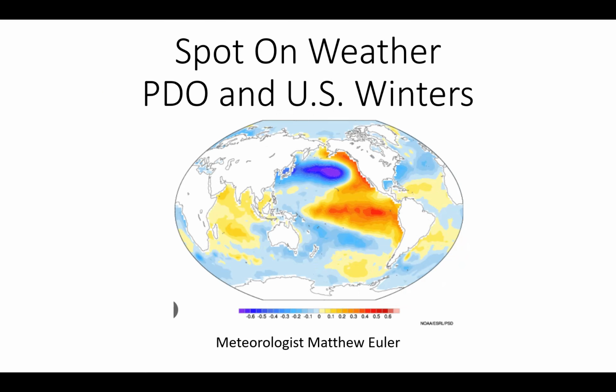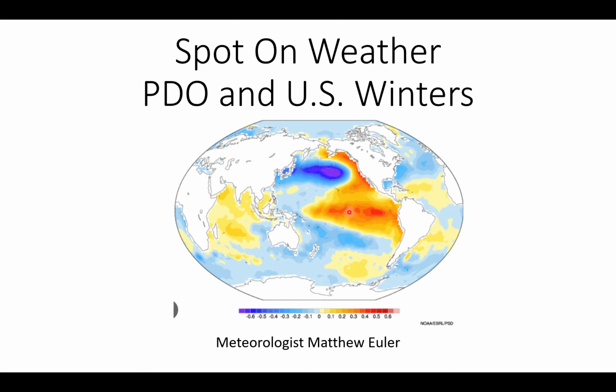And in today's video presentation, I'm going to cover another one of those oscillations that's known as the Pacific Decadal Oscillation, and we'll look at its impact on U.S. winters. On this particular image on the title slide, I'm showing you an example of a positive PDO phase, a positive one in which we have warmer than normal sea surface temperatures along the western coast of North America.